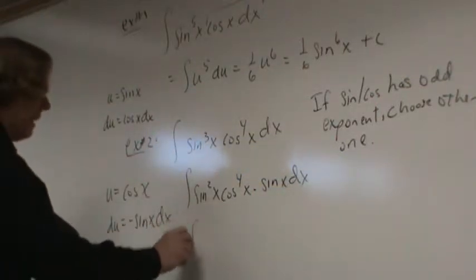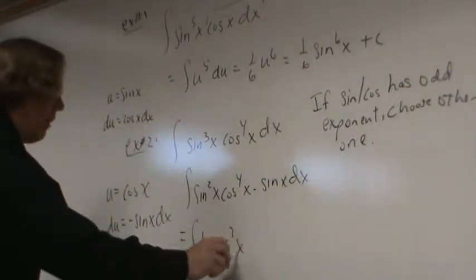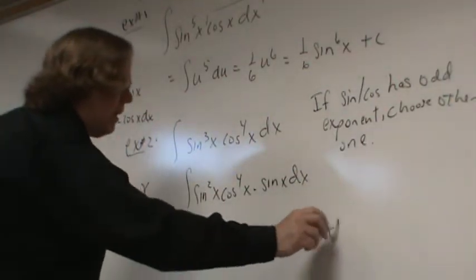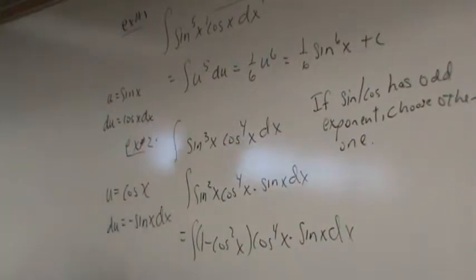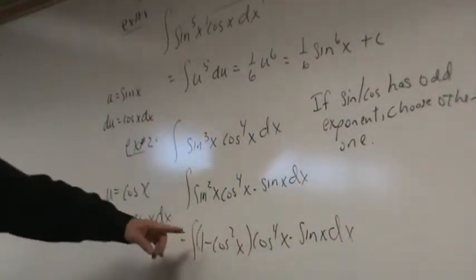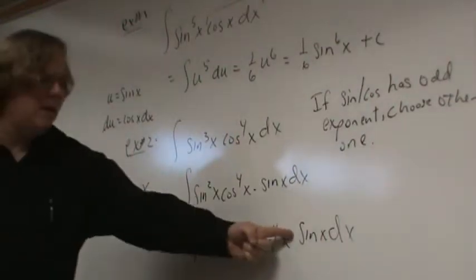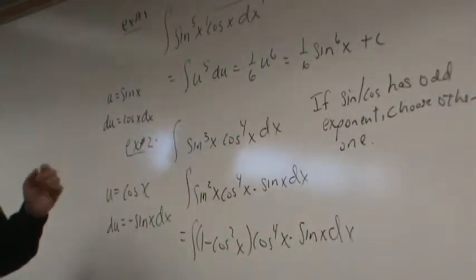Yeah, so this ends up becoming 1 minus cosine squared of x, cosine to the fourth of x, times sine of x dx. You see what I mean? And now it's all good. I've turned all of this into u's. This is my du, except I'm going to have to sprout a negative sign there. And I can carry on with the antiderivative.